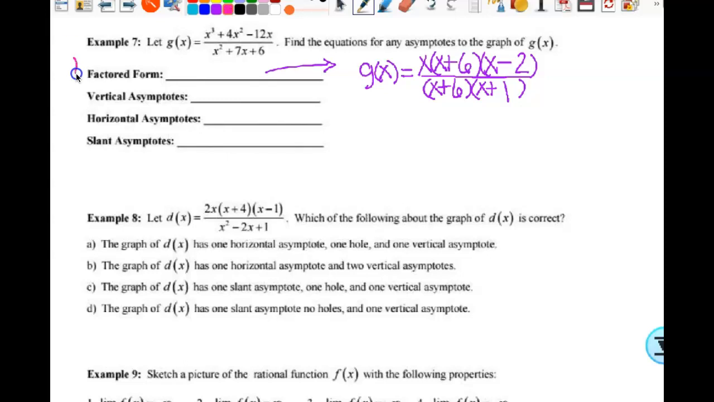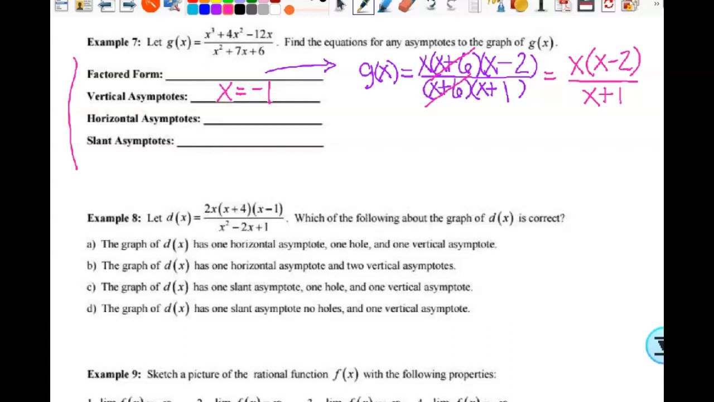Now, does it ask me here anywhere for a point discontinuity or a hole? No. Do I still have to pay attention to that? Absolutely. So this is going to cancel out, which makes my reduced form x times x minus 2 over x plus 1. Okay? That's the form that I'm actually going to use to answer the rest of the stuff. I don't have to write out what my point discontinuity is anywhere because nobody asked me. That's fine, but I can't completely ignore it. So that shows me now I have 1 vertical asymptote, and that's at x equals what? Negative 1.